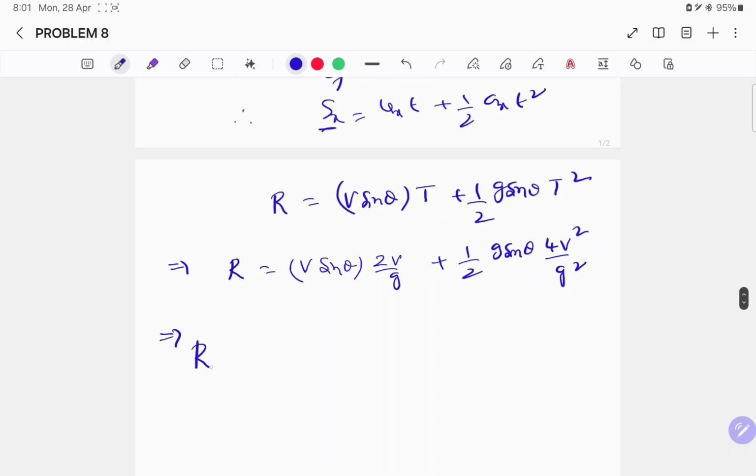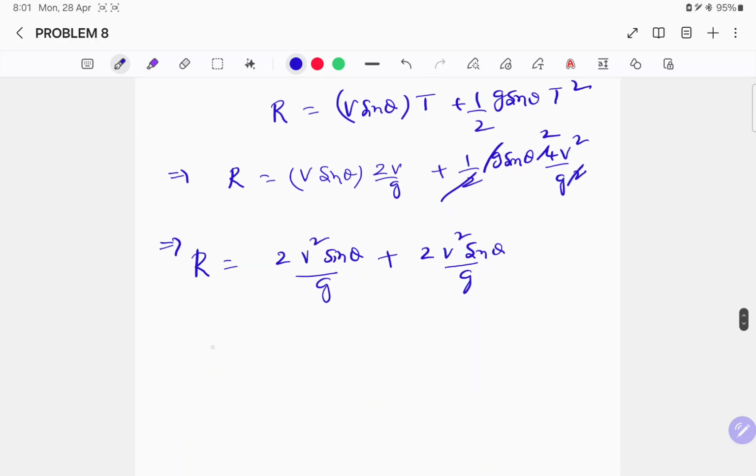So capital R will be equivalent to 2v square sin theta by g plus, here you will get one g cancelled out, 1 2 1s are 2, 2 2s are 4, so again it will get 2v square sin theta by g. Or I can say R is equal to 4v square sin theta by g. Okay, this is the value of capital R.